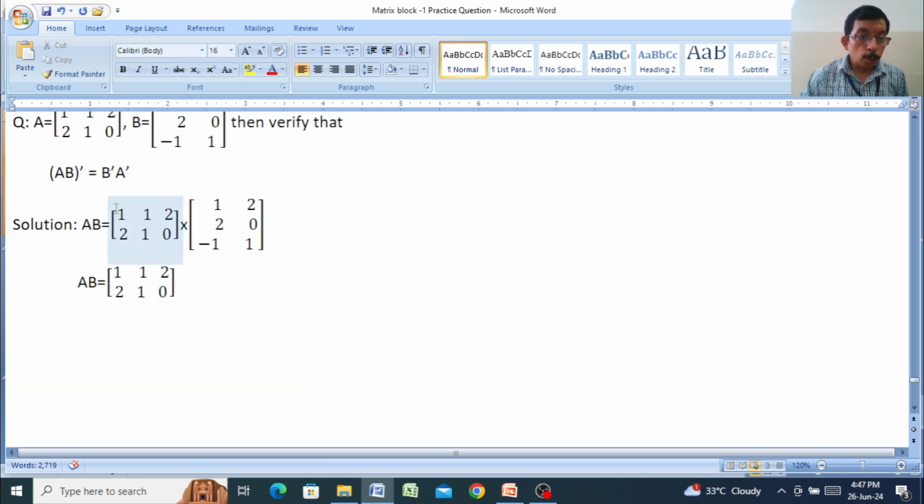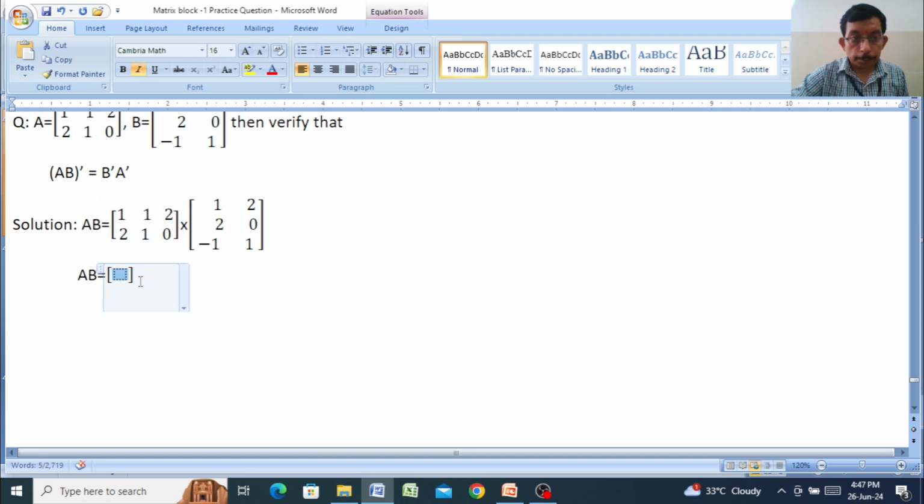Now the first row multiplied by the first column, then we get the first row first element. 1 multiplied by 1, plus 1 multiplied by 2, plus 2 multiplied by minus 1.